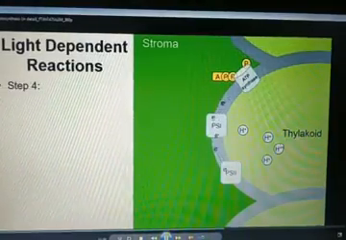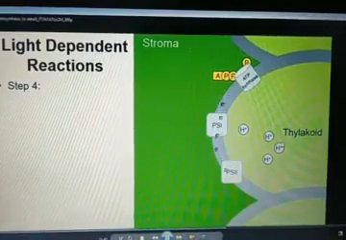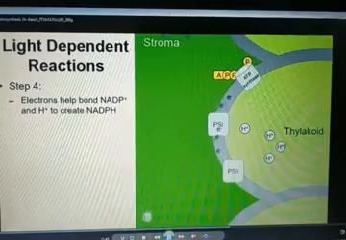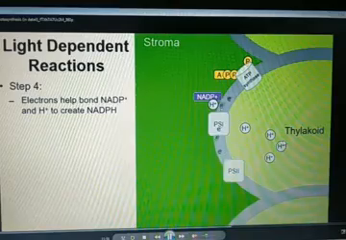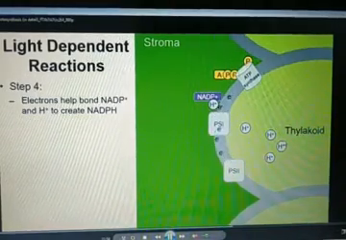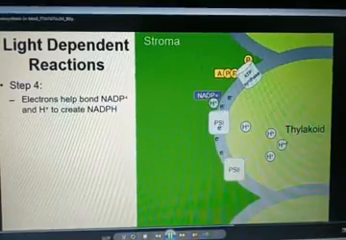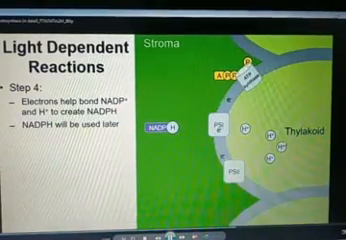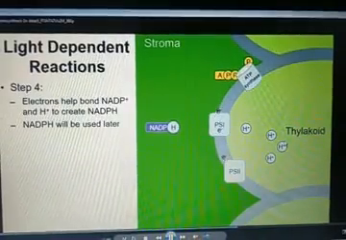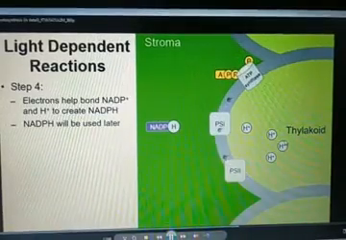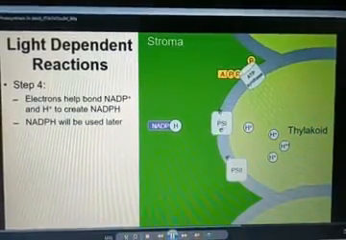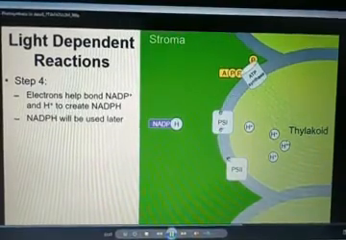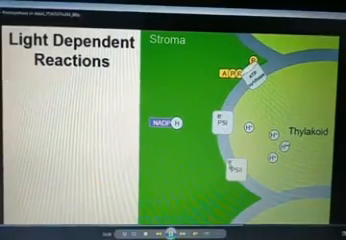Now, the 4th step is that these electrons help bond NADP positive and H positive to create NADPH. NADPH is the reduced form of NADP, nicotinamide adenine dinucleotide phosphate, and it is used later in the dark reaction. I will come back to it later in the second stage. So this is how NADPH is created.